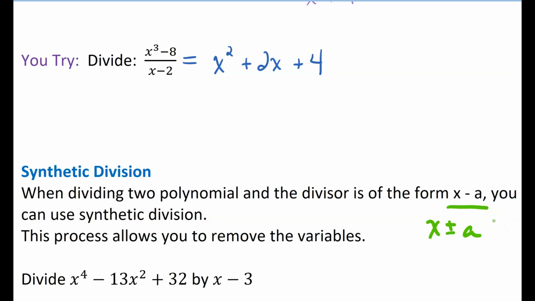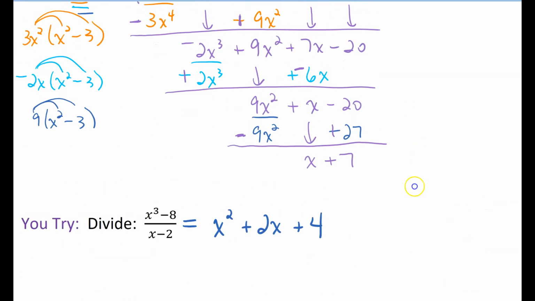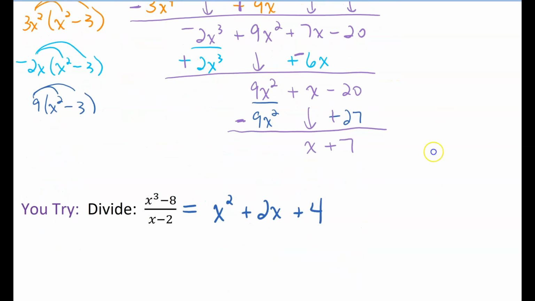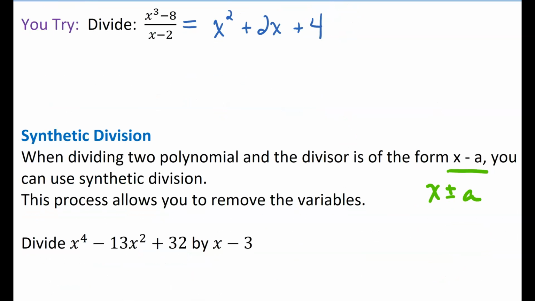So the problem that you just did on your own, could we use synthetic division on that one? Yes. How about the one that we did before? No, it would not work because there's a square term in there. So again, as long as you're only dividing by a divisor in this form, then synthetic division is super fast.